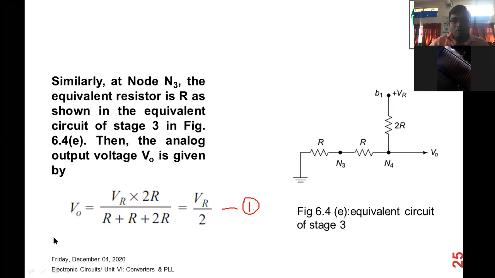So the analog output voltage V0 becomes like this. V0 is what? VR into, according to the potential division rule, 2R upon 2R plus R, that is VR upon 2. This is a very important relationship, equation number 1. So please note it on this diagram.